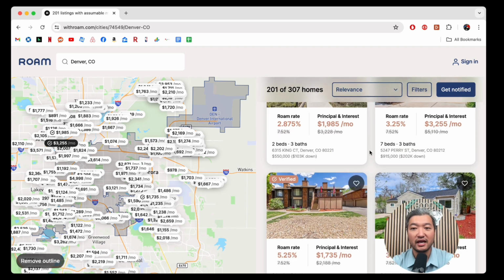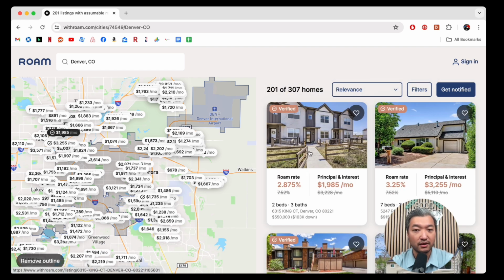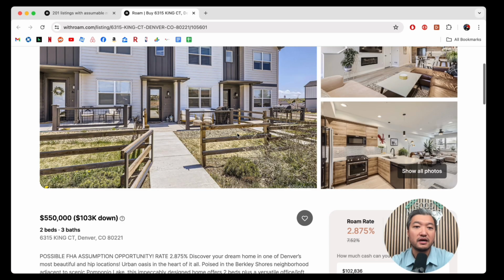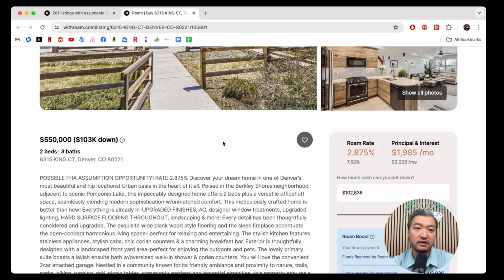Let's say you want to purchase this townhome. Of course, you can look on Redfin or Zillow, and these listings will be on there as well. They're just being sold on the MLS on the open market.